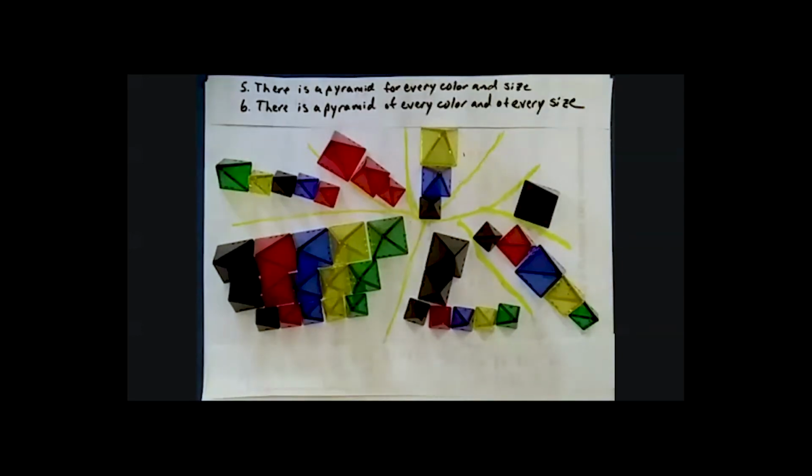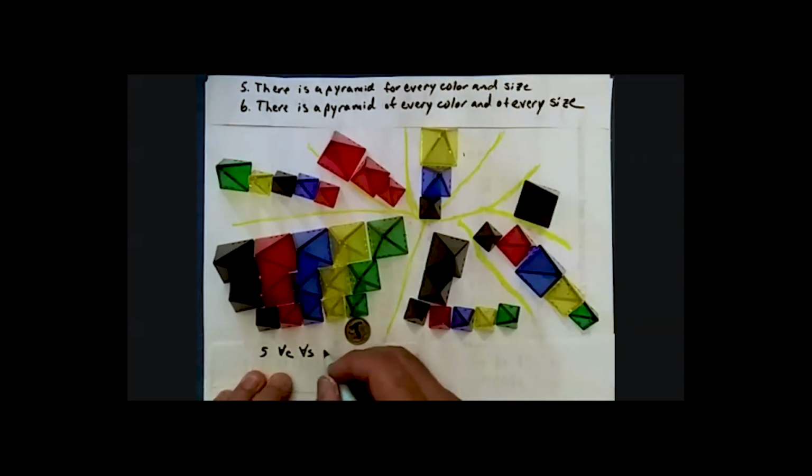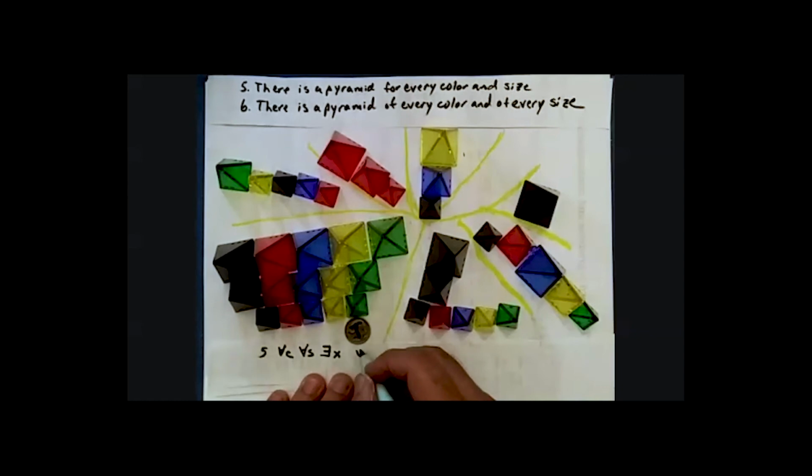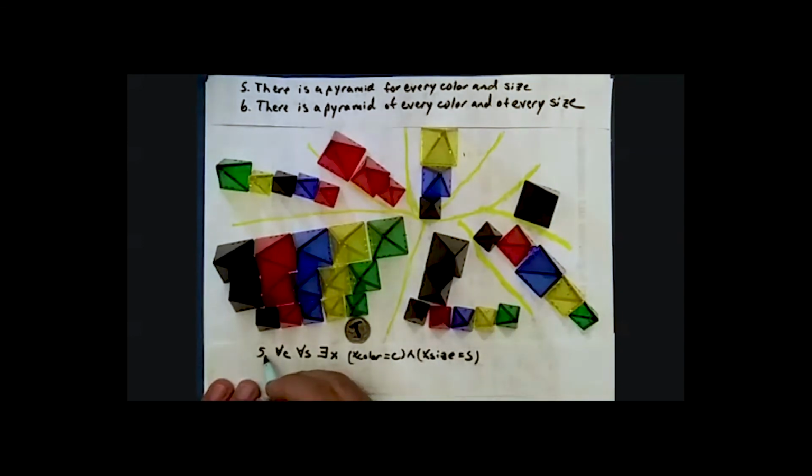The next 2 use almost the same words but have slightly different meaning. 5 is there's a pyramid for every color and size, which is true only for this one configuration. So we would say for all colors, for all sizes, there exists a pyramid that has that color and has that size. 6 is there is a pyramid of every color and of every size.